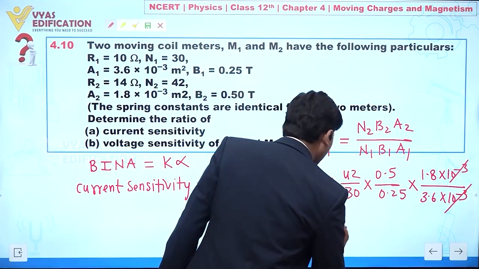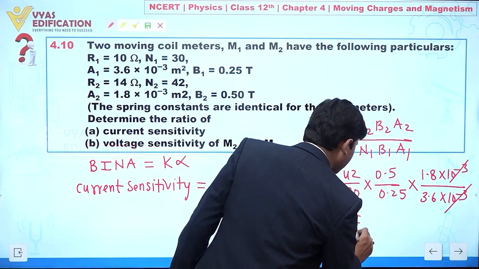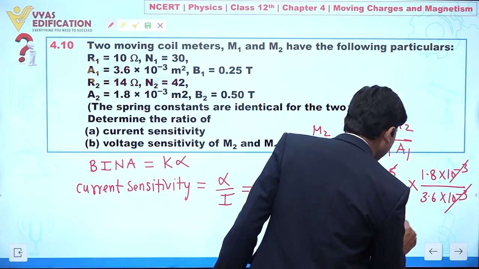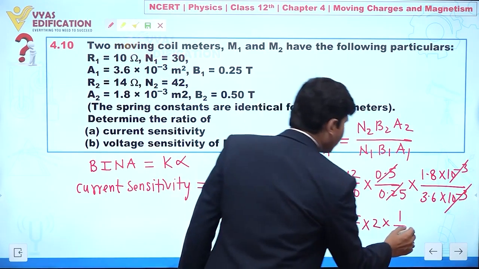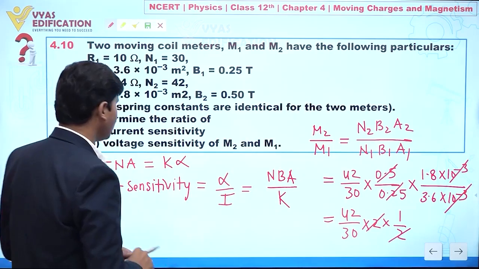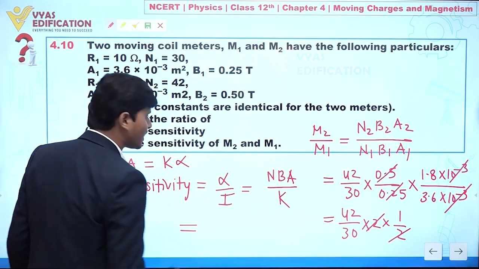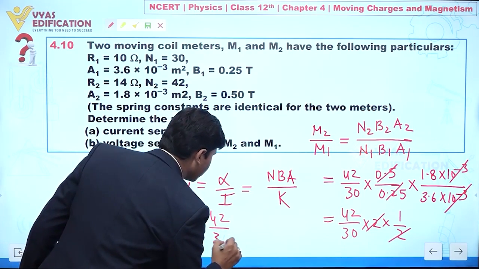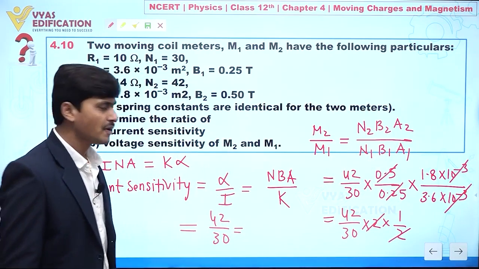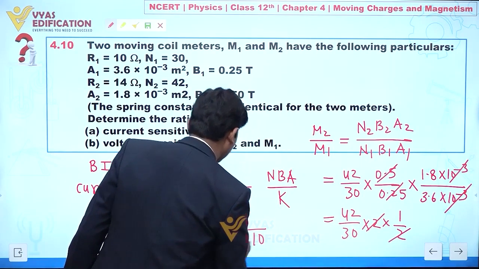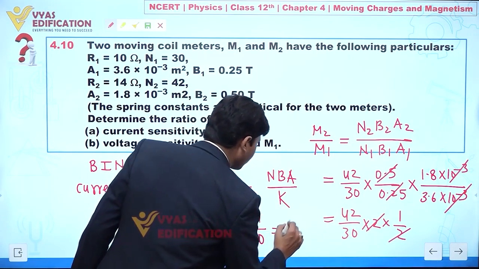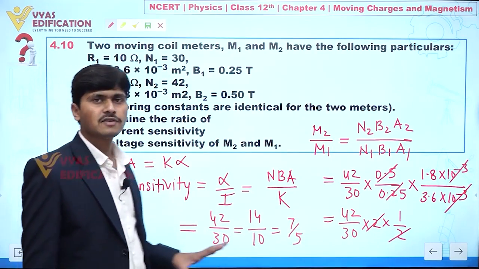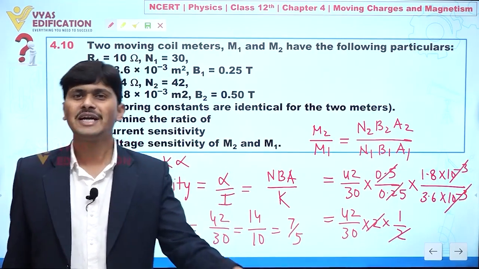So from here we can say 42 by 30 multiply 2, since B2 by B1 is 2 times and A2 by A1 is 1 by 2 times. This one and this one are also cancelled out. So now we can find the value of current sensitivity: this is 42 by 30. If we cut by 6, we get 7 by 5. This is the ratio of current sensitivity for galvanometer M2 and M1.